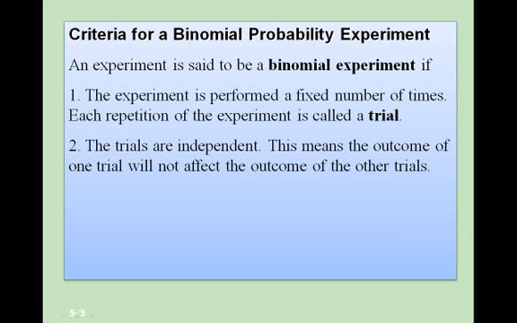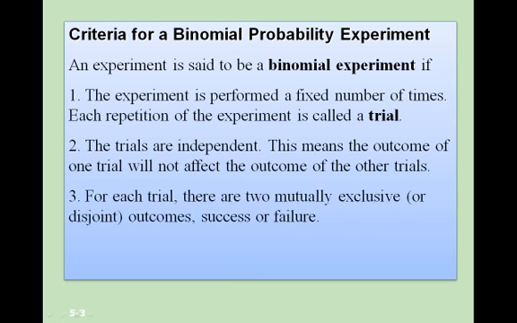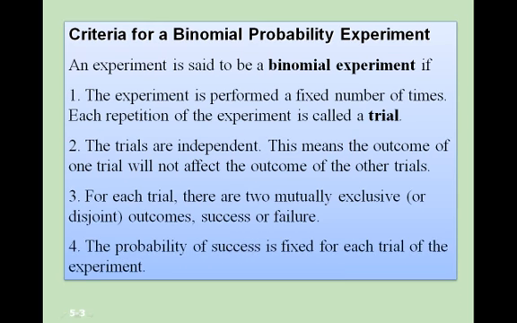2, the trials are independent. This means the outcome of one trial will not affect the outcome of the other trials. 3, for each trial, there are 2 mutually exclusive or disjoint outcomes, either success or failure. And 4, the probability of success is fixed for each trial of the experiment.